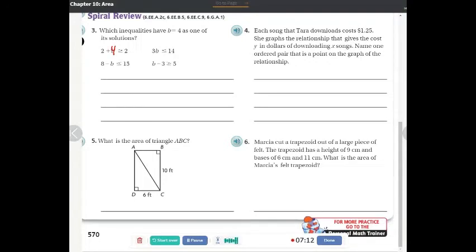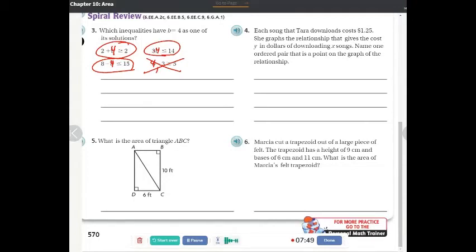If b becomes 4 here, 2 plus 4 is 6. So this would become 6 is greater than or equal to 2. That is true. 6 is greater than or equal to 2. 8 minus 4 is 4. 4 is less than or equal to 15. That is also true. 3 times b, which becomes 3 times 4, is 12. 12 is less than or equal to 14. And b minus 3 is greater than or equal to 5. Well, 4 minus 3 would become 1. 1 is not greater than or equal to 5.